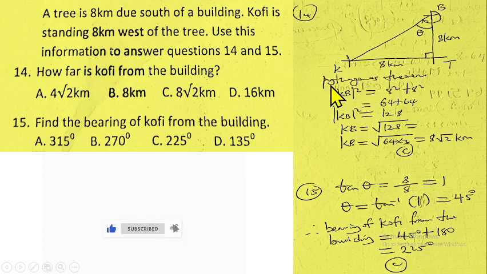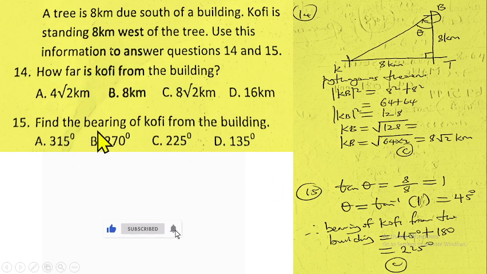So that would be square of the hypotenuse side is equal to sum of the square of the remaining two sides. So we have KB squared equals 8 squared plus 8 squared. And that will give us 64 plus 64. KB squared will give us 128. So we can find KB by finding the square root of both sides. So we'll be having square root of 128, which we can simplify further. That will give us square root of 64 times 2. So square root of 64 is 8. So 8 root 2. So distance of Kofi from the building is 8 root 2 kilometers. So option C is the correct option for question number 14.